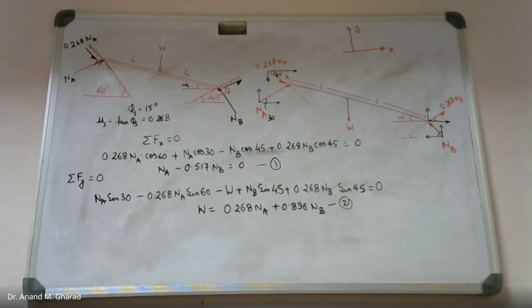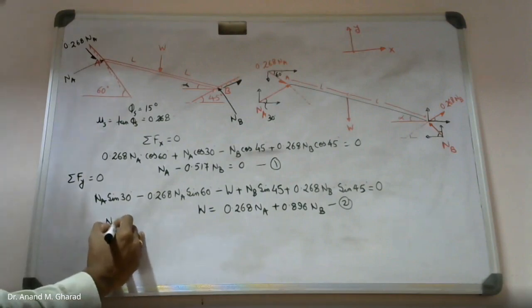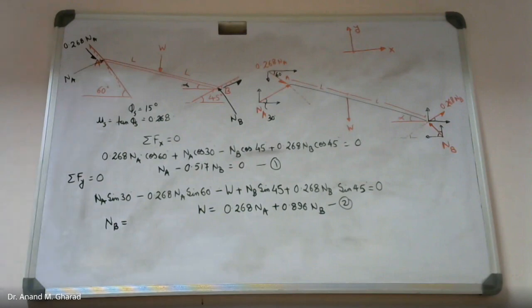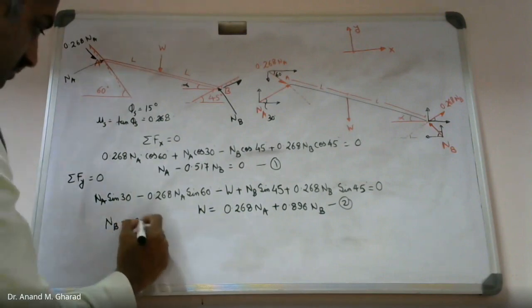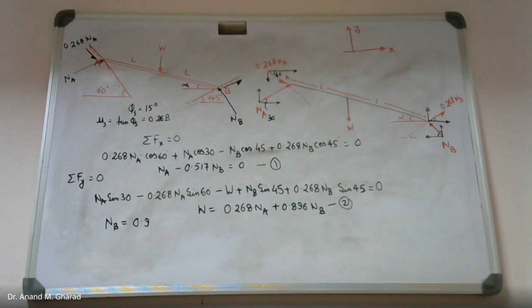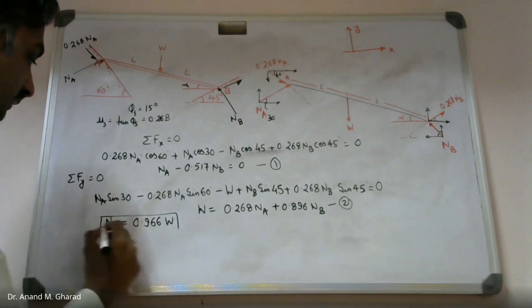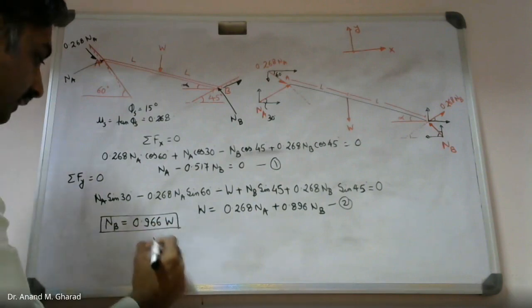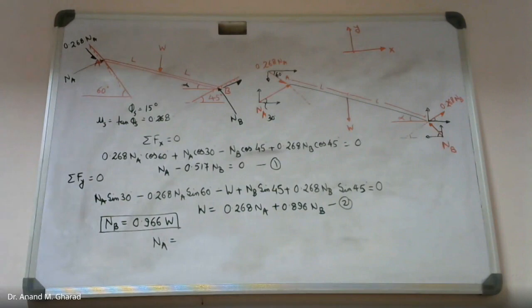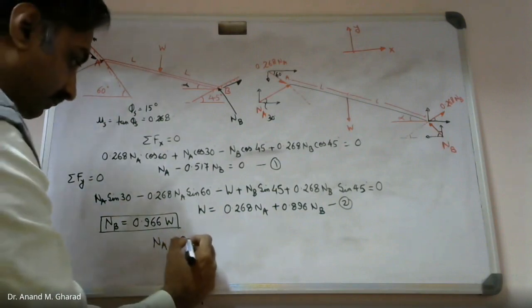So by solving these two equations, I will get Na and Nb in terms of this W value. I will write down the Na and Nb values, and you can verify them. Nb, I am getting to be 0.966 times W. Second, Na, I am getting to be 0.5 times W.